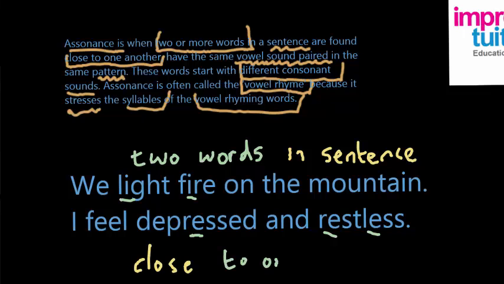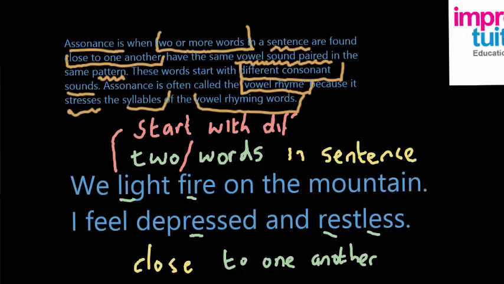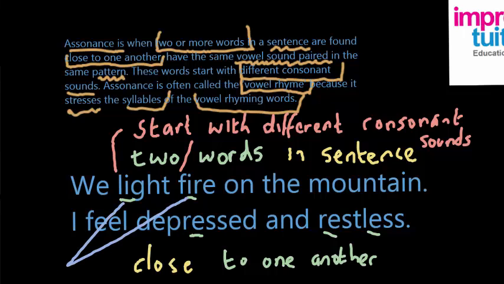The words depressed and restless are also close together, separated by the word and. Again, they both have internal vowel sounds, and they both start with different consonants. Consonants are non-vowels. So we have L and F, and D and R, starting with different consonants. Otherwise it would have been an alliteration.